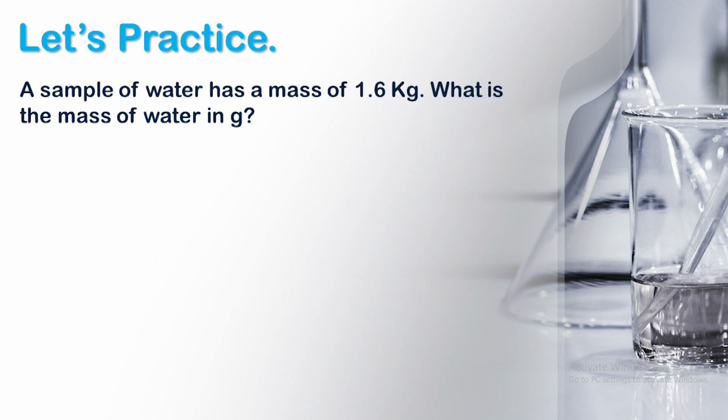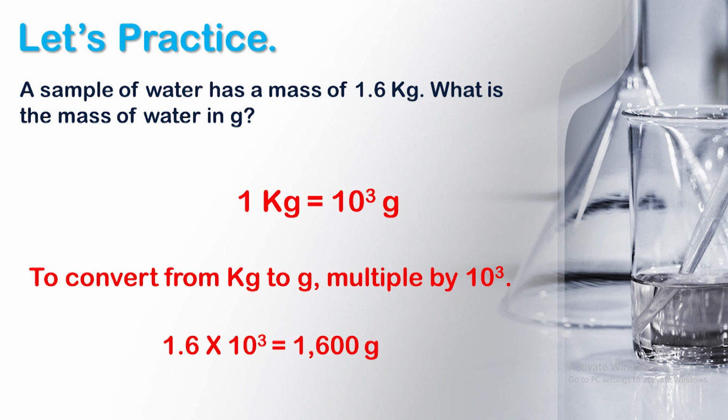Example 2. A sample of water has a mass of 1.6 kilograms. What is the mass of water in grams? In order to convert from kilograms to grams, we multiply by 10 to the power 3. Accordingly, we have to move the point 3 digits forward. So, the point is moved for 1 digit, and still I need to add 2 zeros, and then the answer is 1,600 grams.